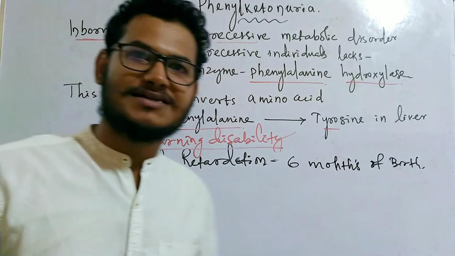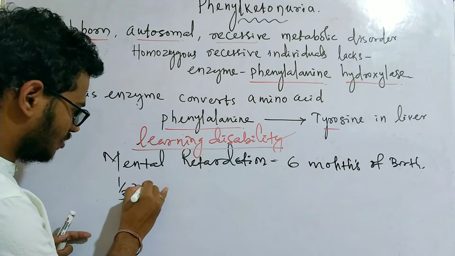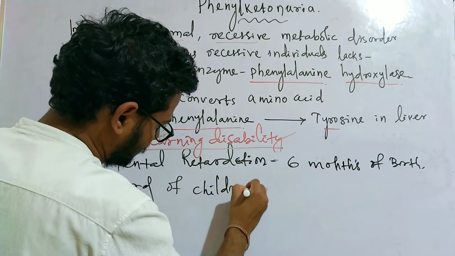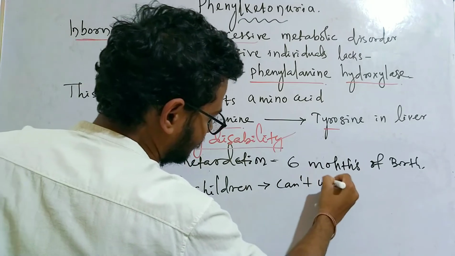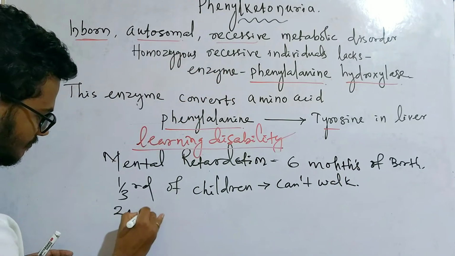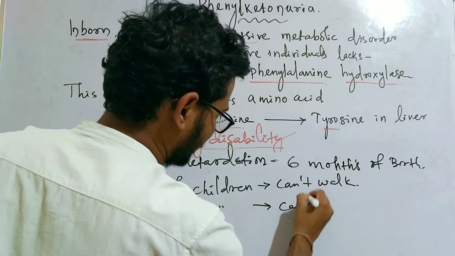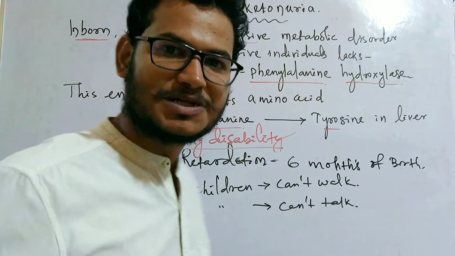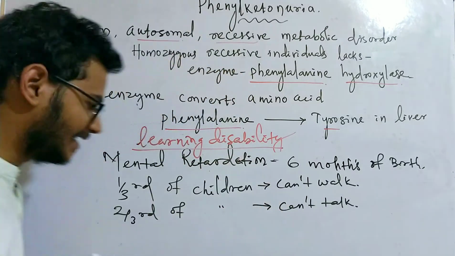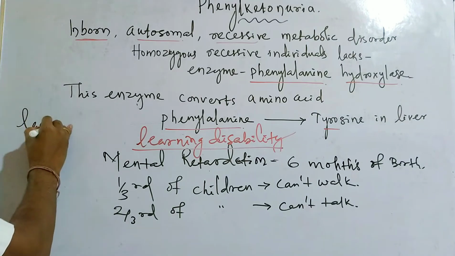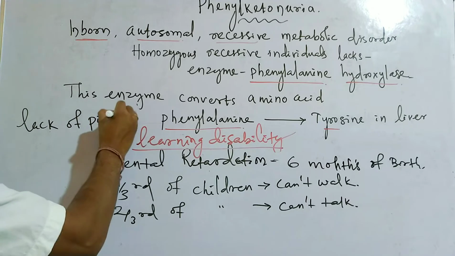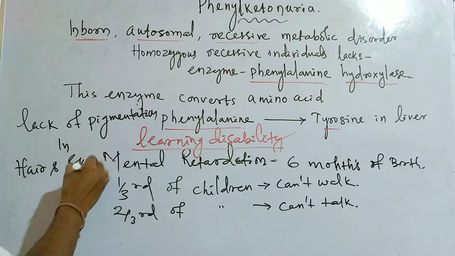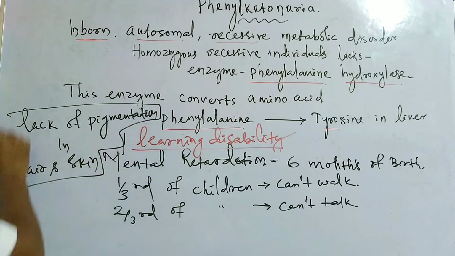Clear? Another important one is that 1/3 of the children can't walk, and 2/3 of children can't talk. The reason is abnormal development of their brain. Another important symptom is the lack of pigmentation in hair and skin. So I am writing here: lack of pigmentation in hair and skin.